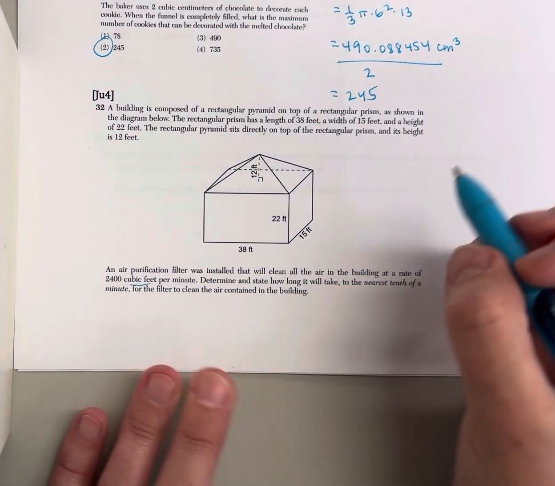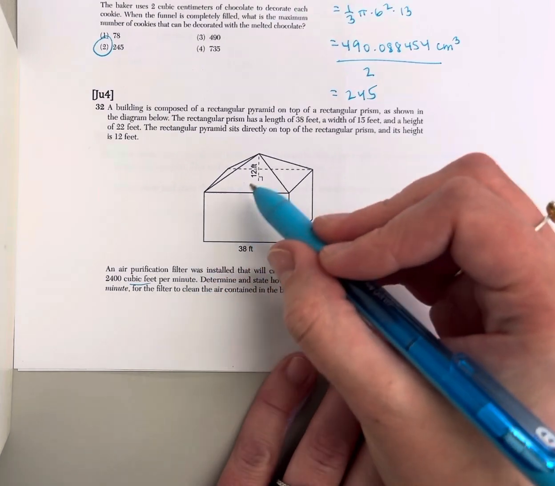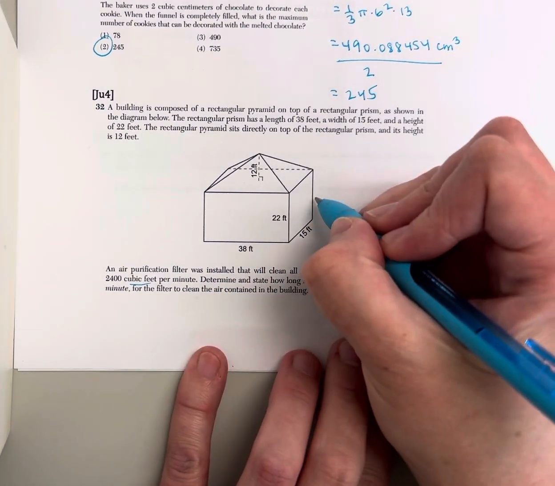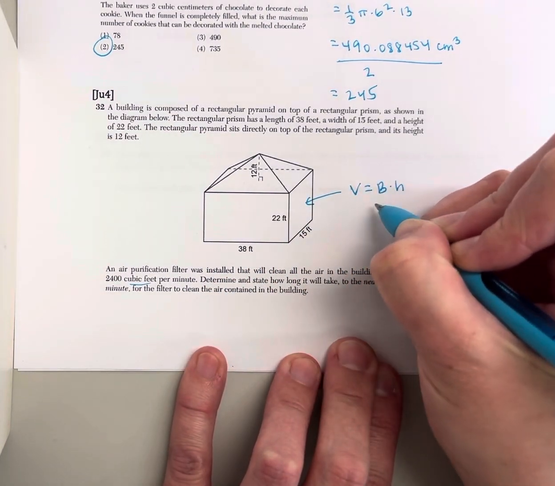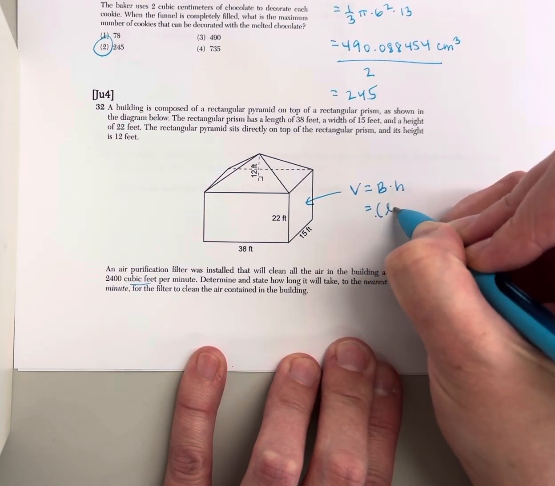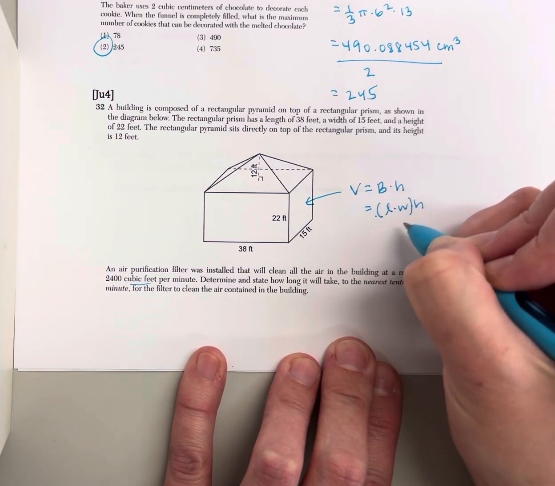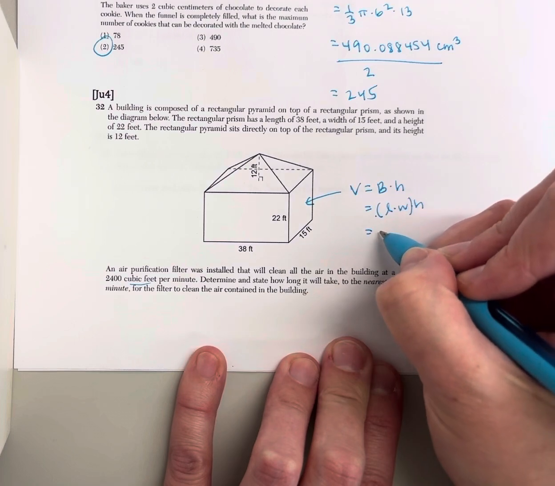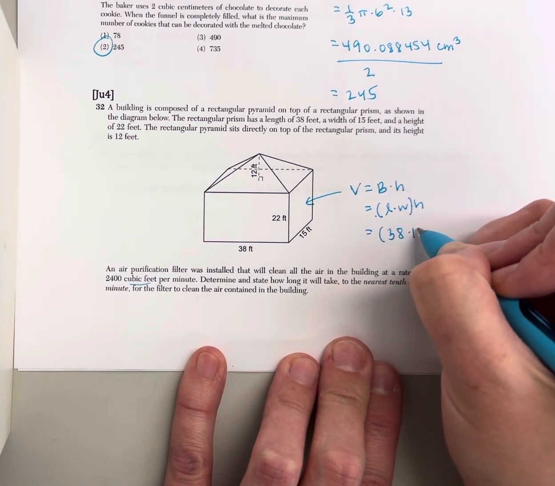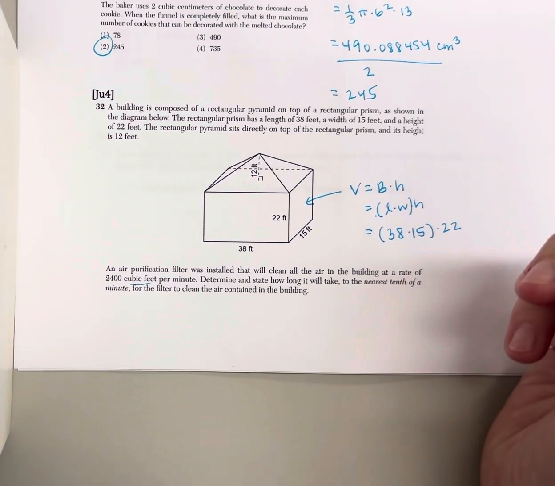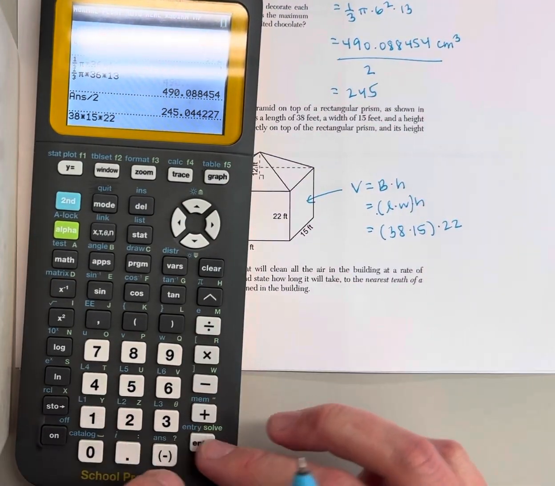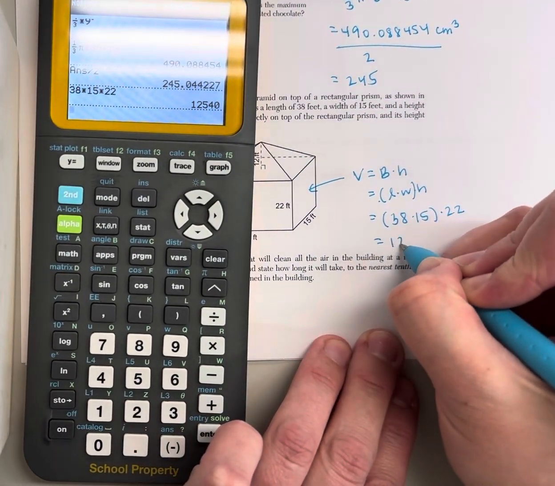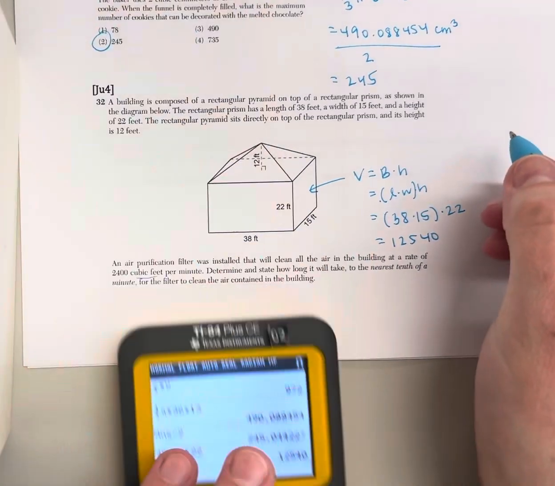Cubic feet, this means volume. Everything is in feet, feet, feet, feet, feet. So we're good. So let's do the volume of the bottom. This is a rectangular prism, area of the base times the height. Base is length times width times height. 38, 15, and then the height is 22. 12,540.